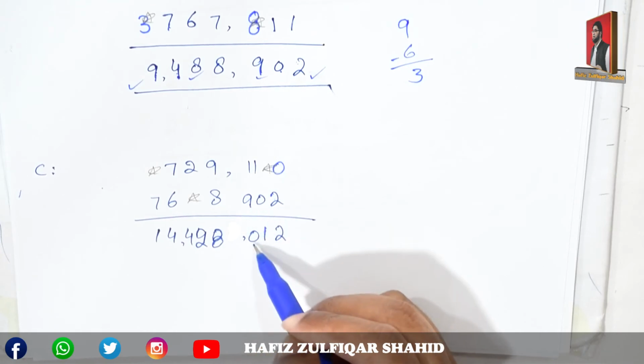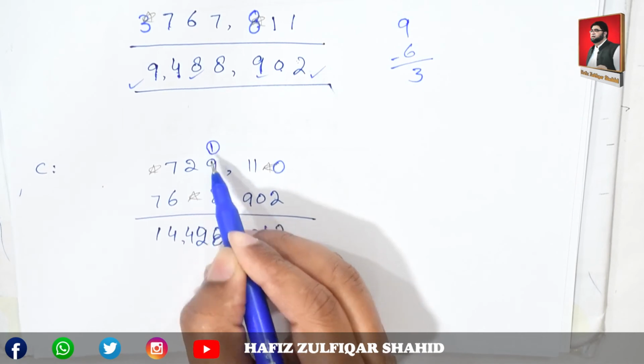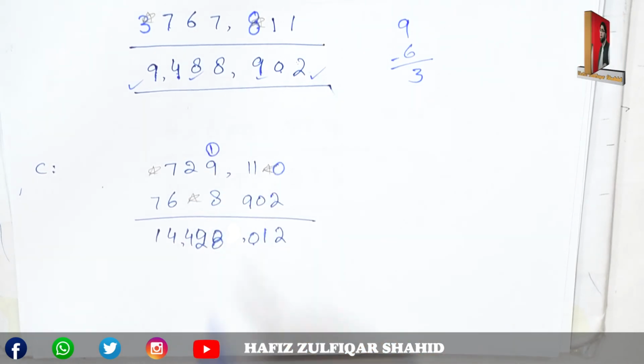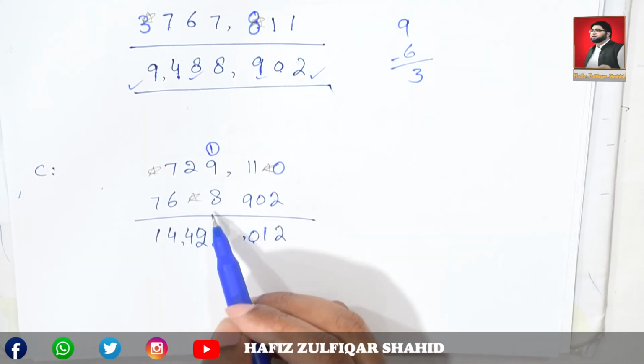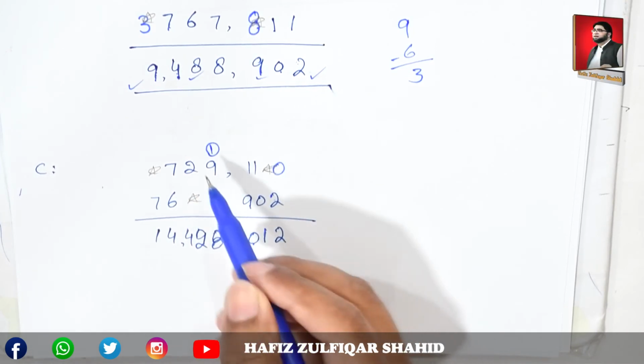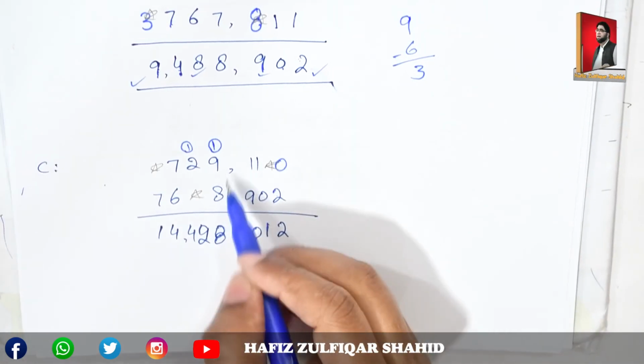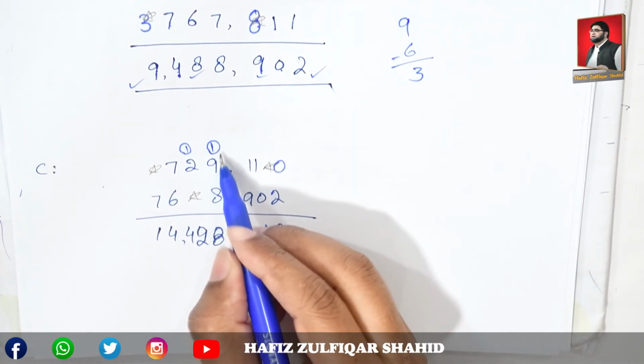One and 9, 10, 0. We also have one carried digit here. Then okay, students, do very carefully.